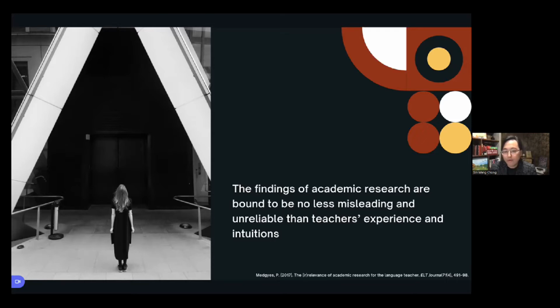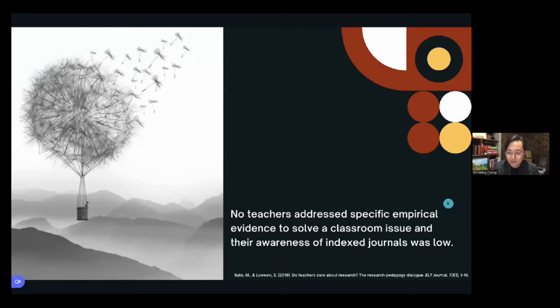And this is a quote from one of the participants. I think the teacher participant said, the findings of academic research are bound to be no less misleading and unreliable than teachers' experience and intuitions. So it seems like this participant in particular is not very positive about academic research. They think that research can also be quite misleading, can also be quite unreliable. So for this particular practitioner, he or she felt that there is little value in reading research.